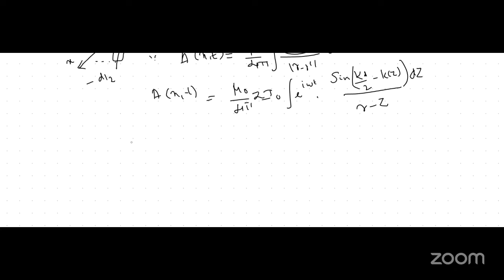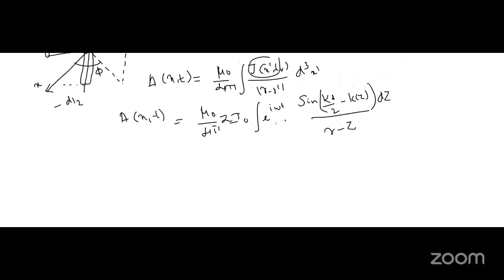So we have substituted this vector potential A of xt, and we have got it as mu naught by 4 pi, this value, integral of I naught exponential of i omega t sine of kd by 2 minus k of z by mod of r minus z. So this value. Okay. So now what A of xt vector potential we have got, you take this as equation number 3.